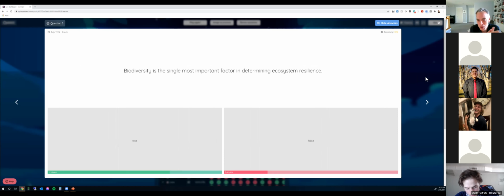Biodiversity is the single most important factor in determining ecosystem resilience, true or false. The correct answer was true. Biodiversity is the single most important factor, and it's the best indicator of a healthy ecosystem.